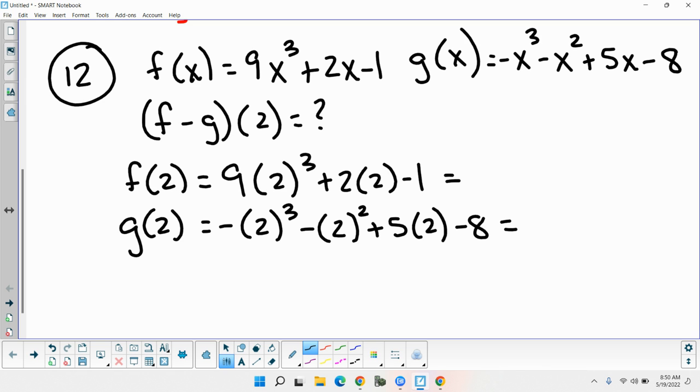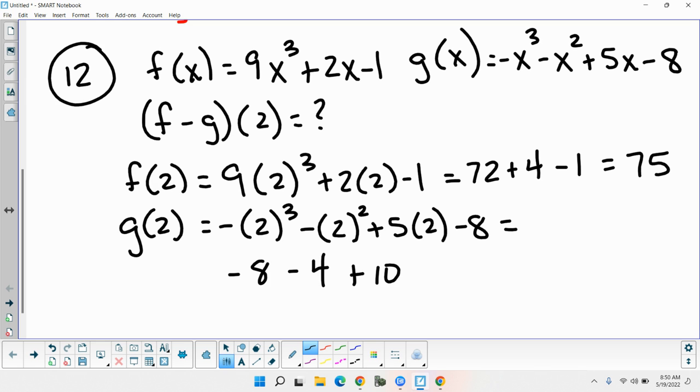So 2 cubed is 8, times 9 is 72, 2 squared is 4, or 2 times 2 is 4. So 76 minus 1 is 75. 2 cubed is 8, but negative 8. 2 squared is 4, but negative 4. 5 times 2 is 10, and then minus 8. So negative 8 minus 4 is negative 12, plus 10 is negative 2, minus 8 is negative 10, right?